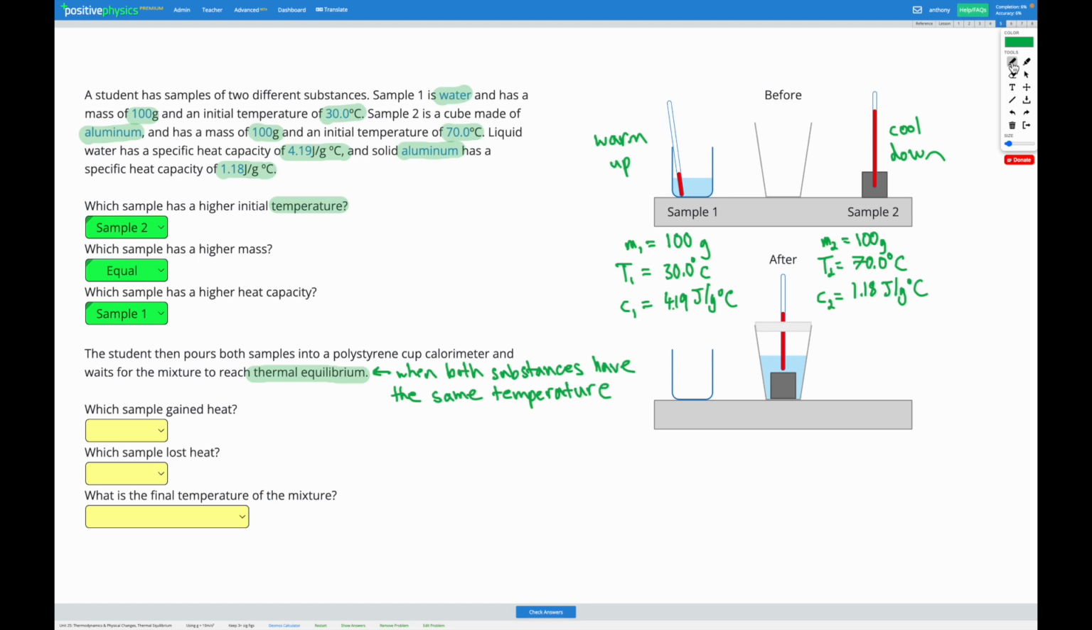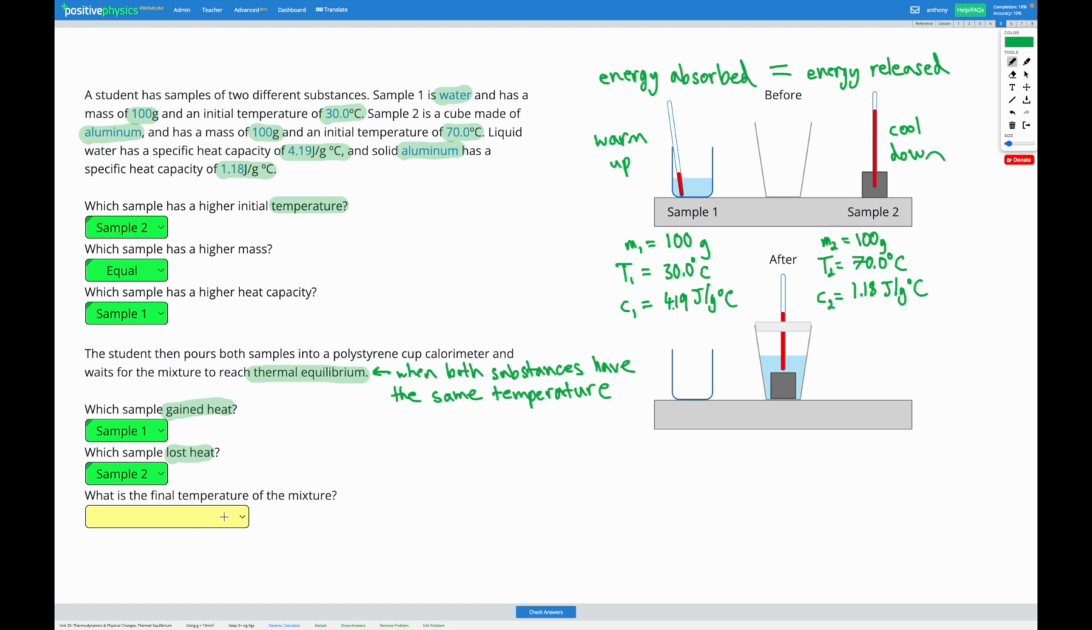And when sample 1 is warming up, it must be absorbing energy. So there's going to be energy absorbed by sample 1. And when sample 2 cools down, it's going to release energy. So there's going to be energy released by sample 2. And because this is all happening in this polystyrene cup calorimeter, which doesn't allow heat to enter or leave, the energy absorbed by sample 1 is going to equal the energy released by sample 2. So we can fill in our next two questions here. Which sample gained heat and which sample lost heat? We know that the water gained heat, that was sample 1, and the aluminium lost heat, that was sample 2.